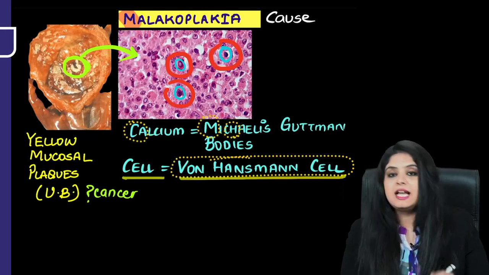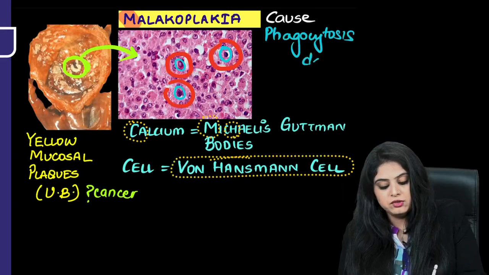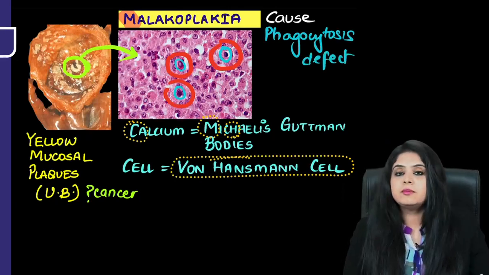Who is going to eat up that calcium? That entire cell is known as von Hansmann cell. And what is the condition? It is a phagocytosis defect. This is a phagocytosis defect. So these set of images are done for us.